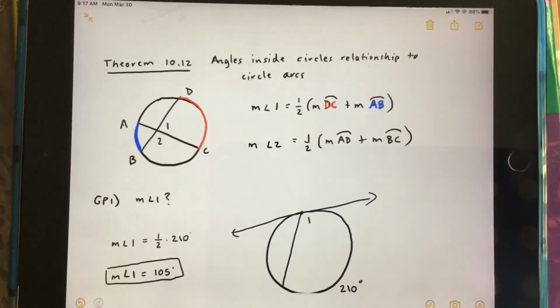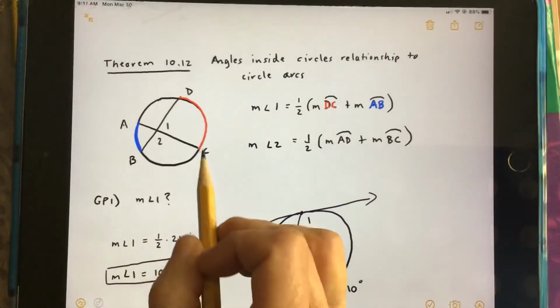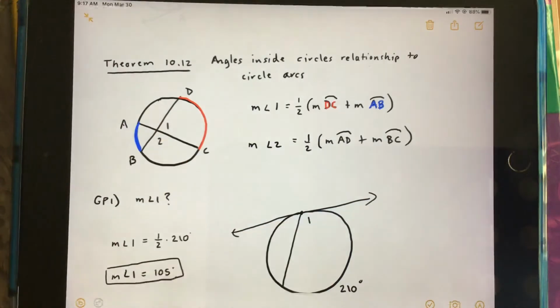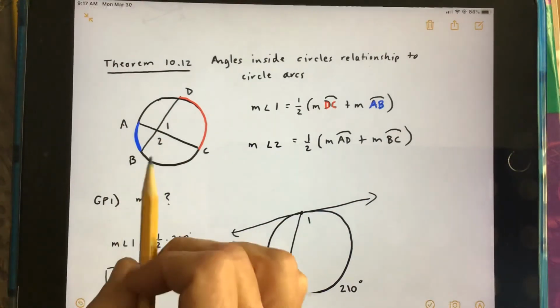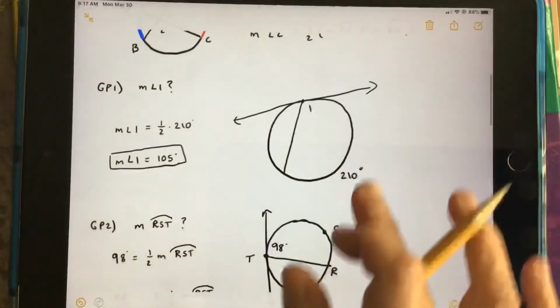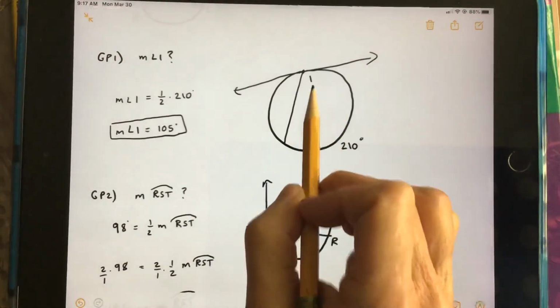For the measurement of angle 2, we're going to work similarly. We find the measurement of the intercepted arc BC, add that to arc AD, and then divide by 2, taking half of that quantity, and we'll have the measurement of angle 2. All right, applying these theorems, we're going to take a look at some guided practice problems and examples. On guided practice 1, we're asked to find the measurement of angle 1.